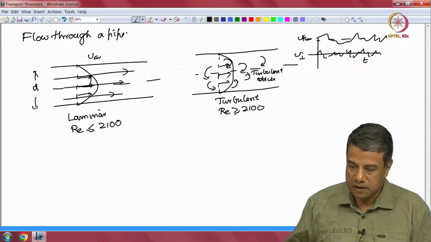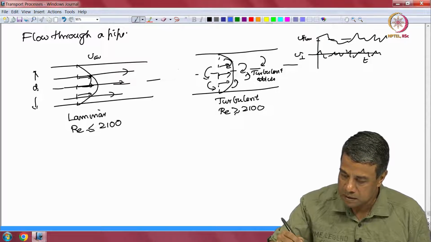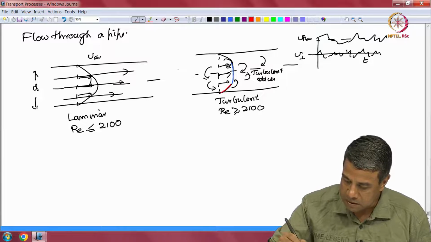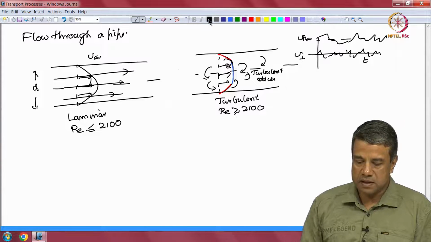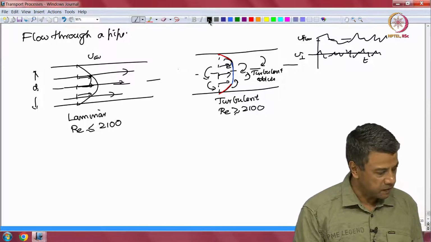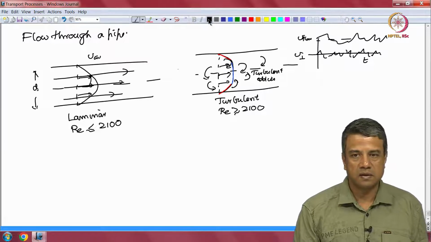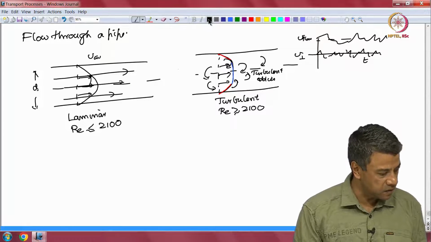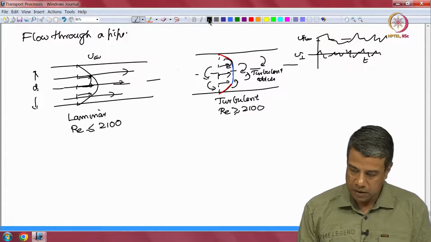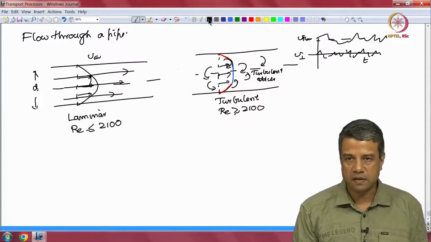The velocity profile at the center is flatter or more plug like, and it is steeper at the walls, steeper at the walls and flatter at the center in comparison to a laminar flow. And this transition takes place discontinuously or instantaneously when the Reynolds number crosses a threshold value. And the characteristics of these two velocity profiles are very different.